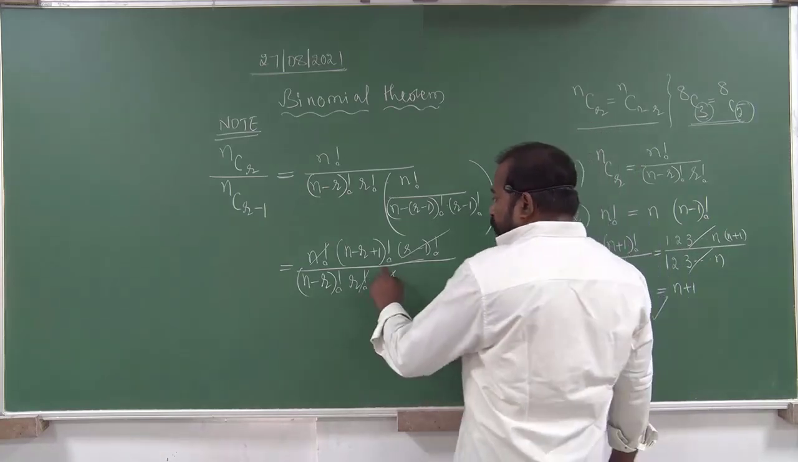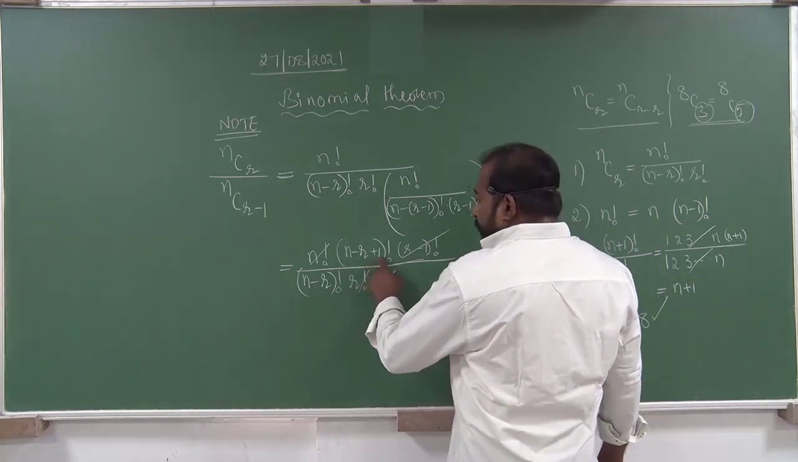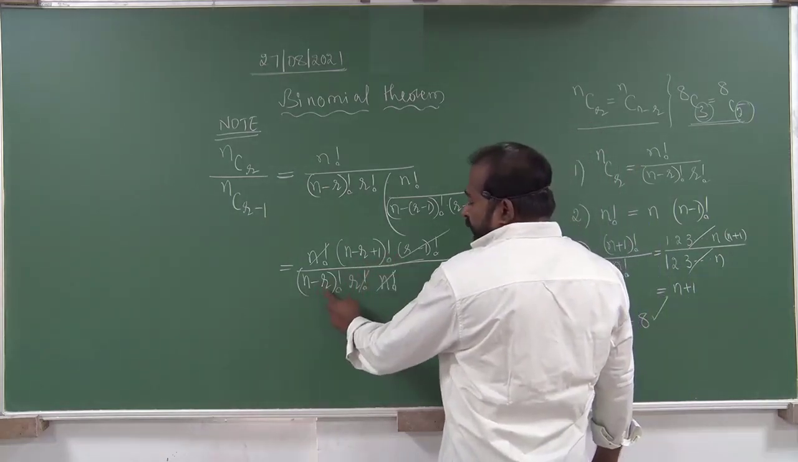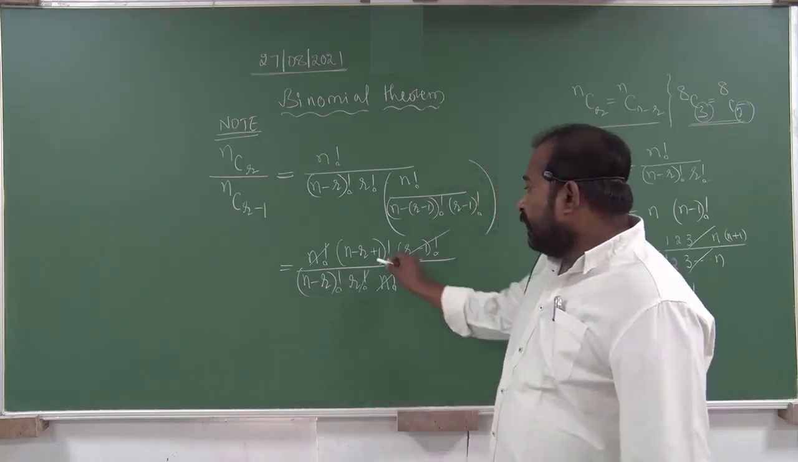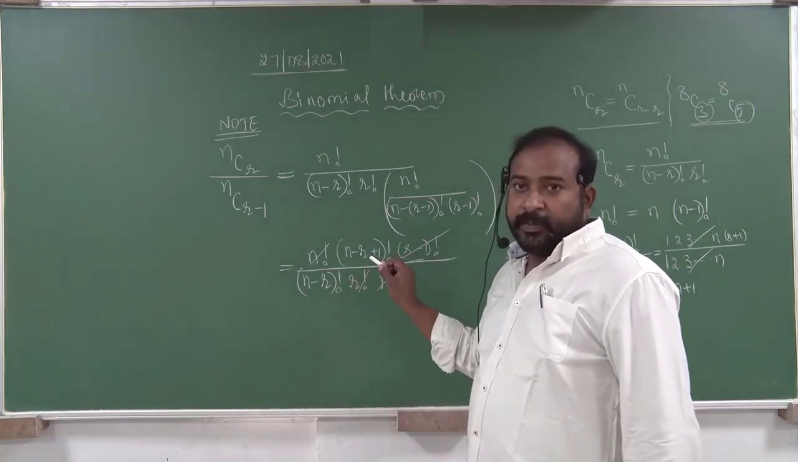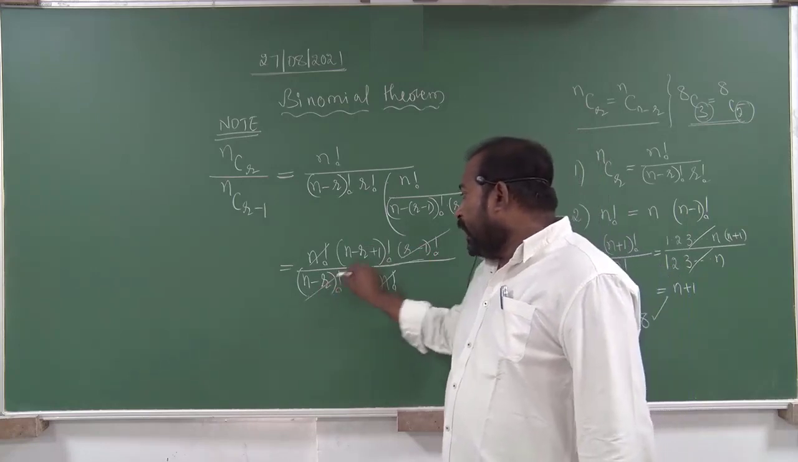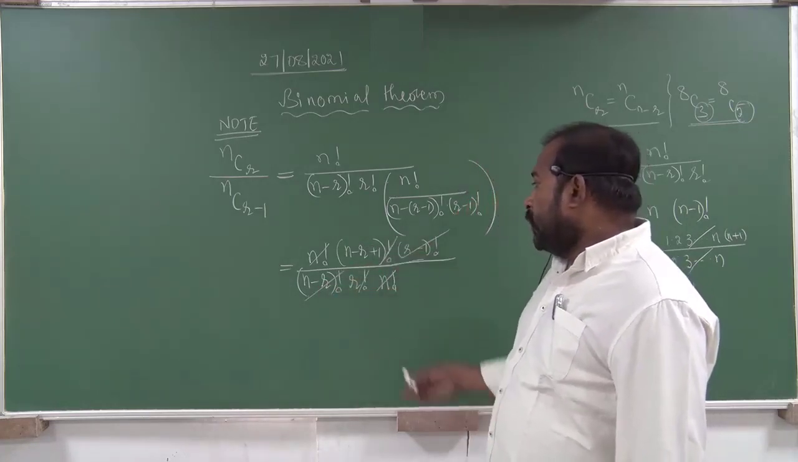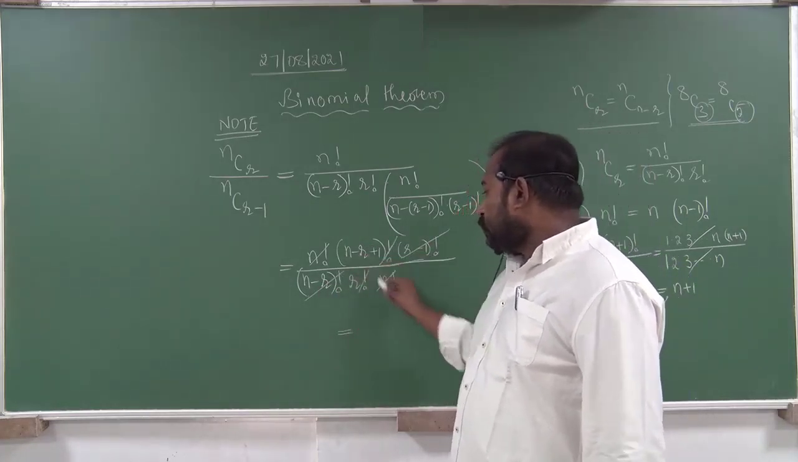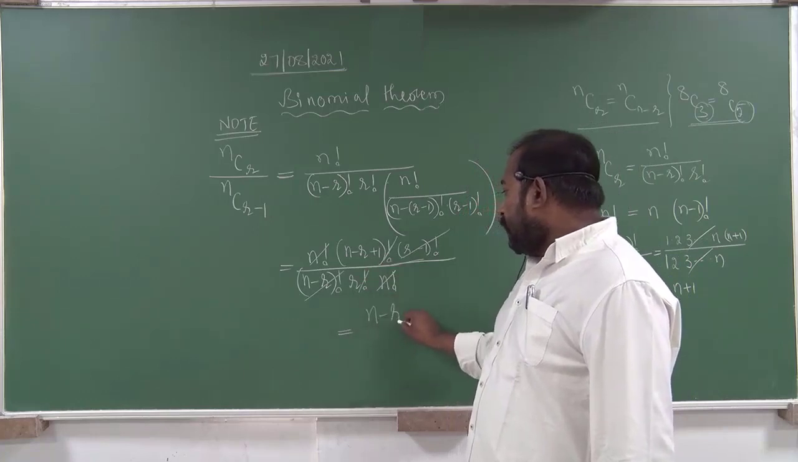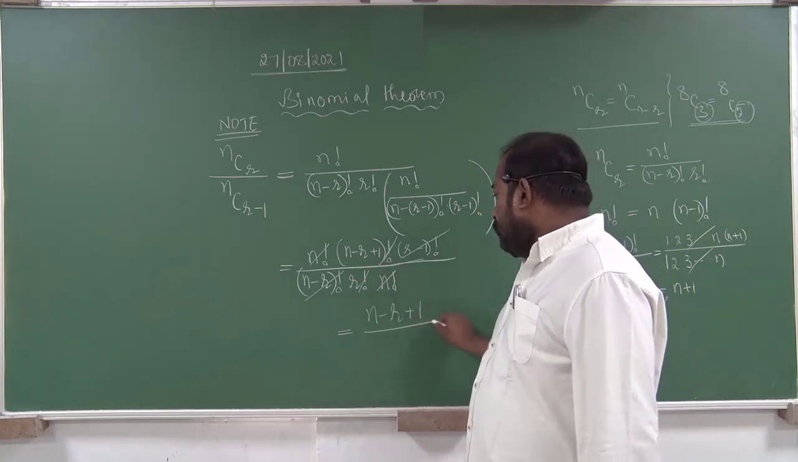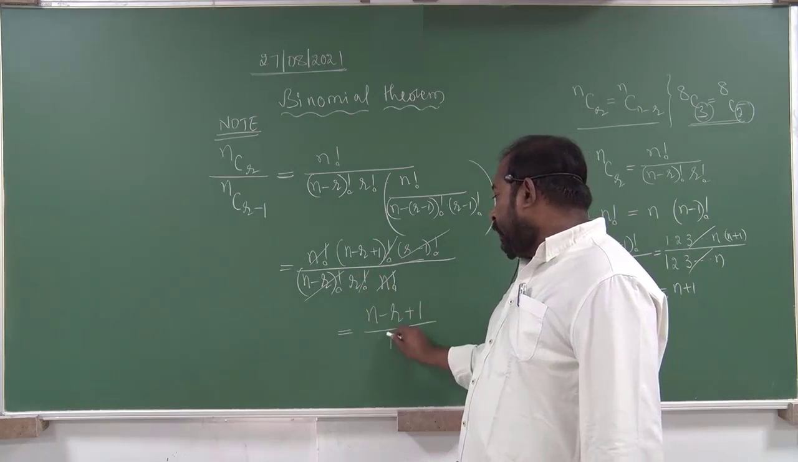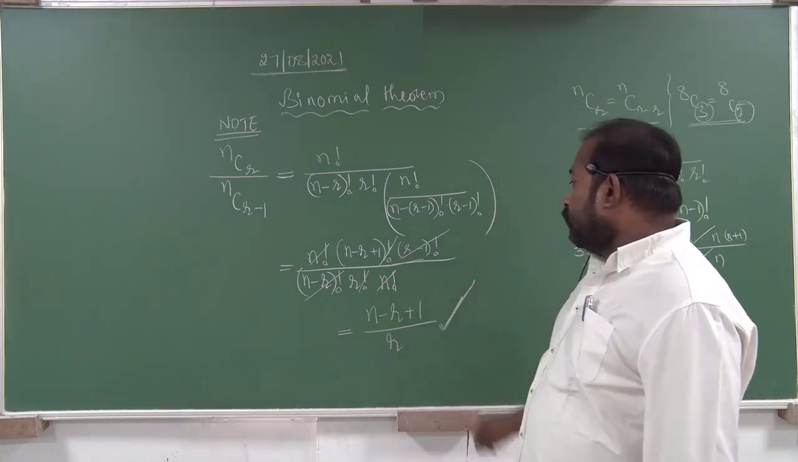Next, if you observe this one, (n minus r plus 1) factorial by (n minus r) factorial. Same as 9 factorial by 8 factorial, plus 1 is there. So if you cancel, what is the value? Therefore you will get the numerator value n minus r plus 1, and here in the denominator you will get r is the value.